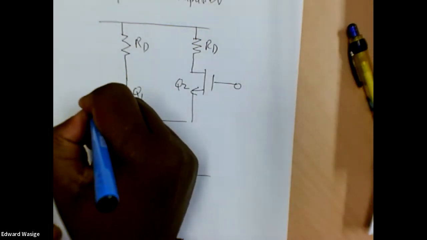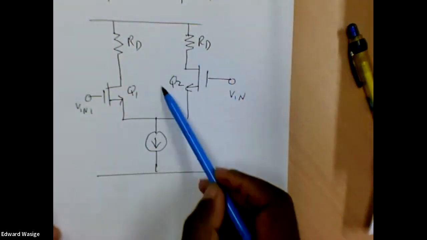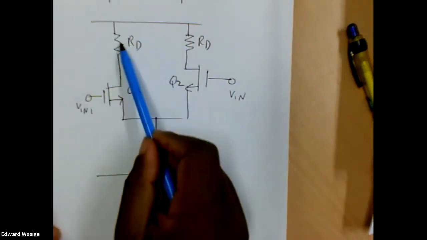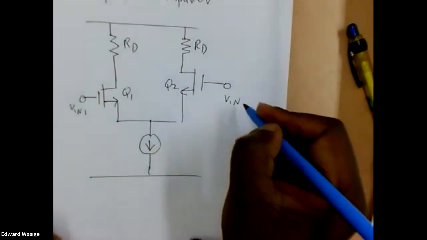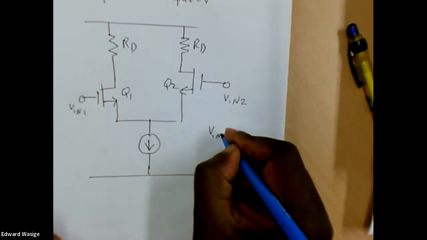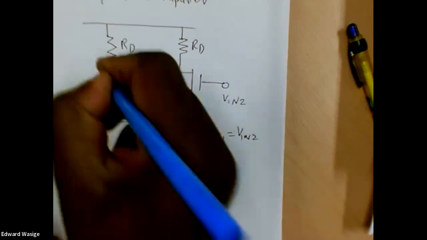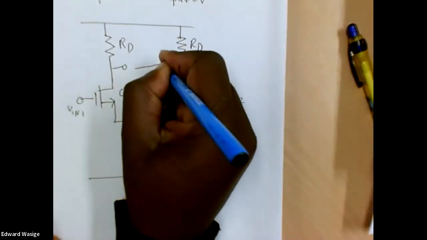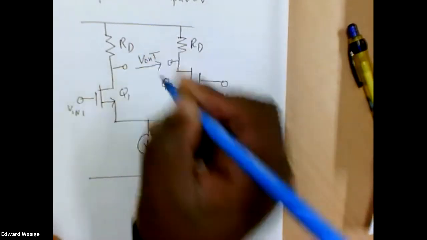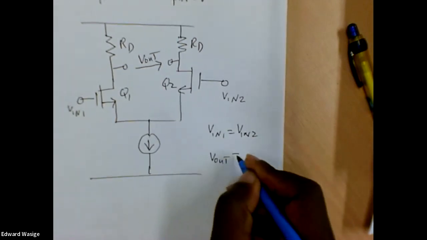So I'll call these Vin1, Vin2. As you can see, this looks like a common source amplifier, and this looks like a common source amplifier. These two resistors, we'll replace them with current mirrors so that we can implement that as an IC. So if Vin1 is equal to Vin2, the output of a common source amplifier will be there, and that will be there. For the differential amplifier, we get Vout there.